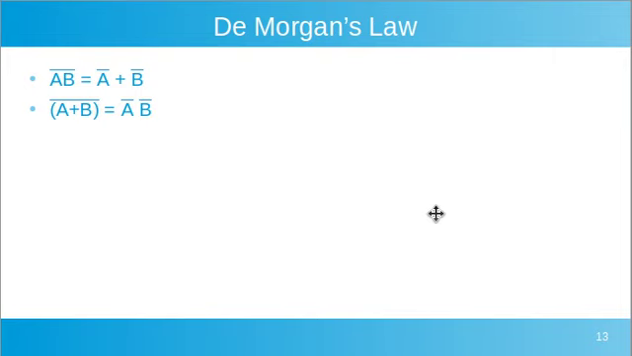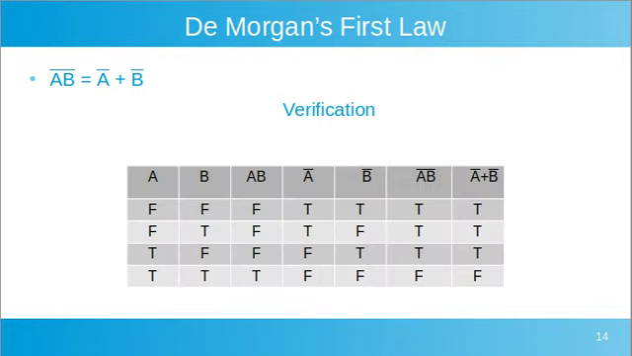Now De Morgan's law. De Morgan's law is very basic in simplifying Boolean algebra. De Morgan proved that (A and B) not equals A not or B not, and the second law, (A or B) not equals A not and B not. We can prove this by truth table. This is the first law, (A and B) not equal to A not or B not.